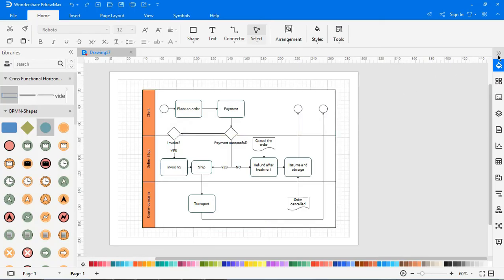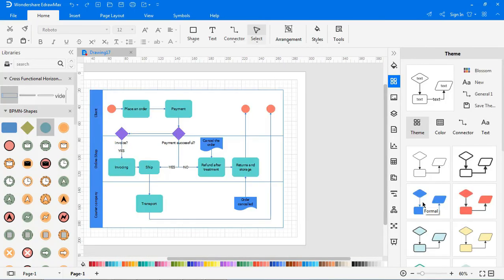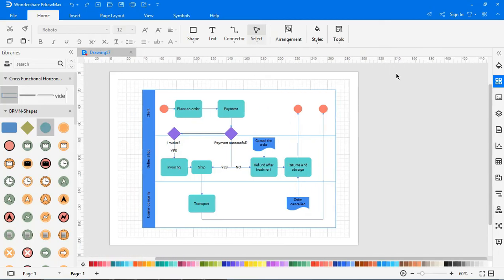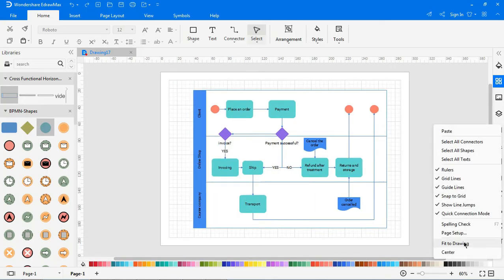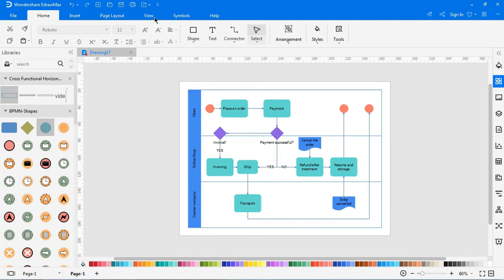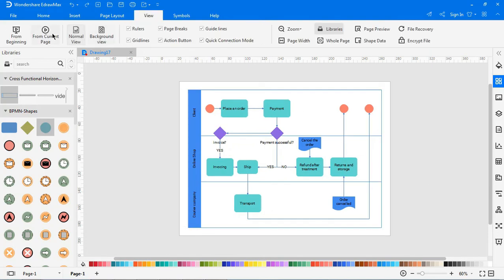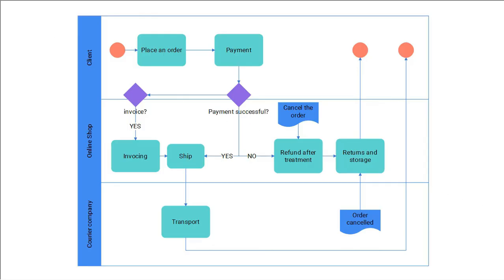Once done with building the flowchart, use the built-in theme to make it look more beautiful. Right-click and choose Fit to Drawing to fit the flowchart on the drawing sheet. Navigate to View and click on the From Current Page icon to view the flowchart in a single frame.